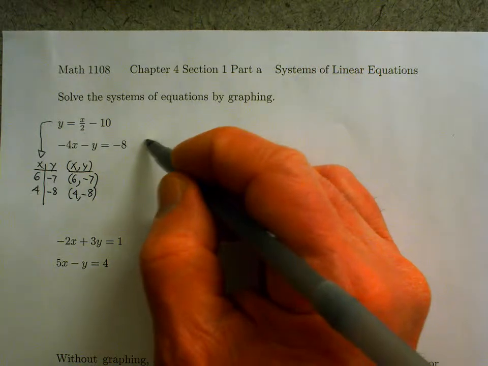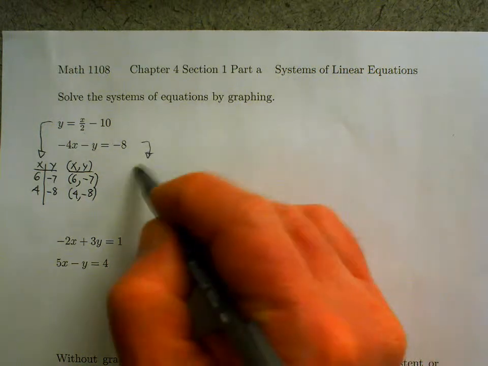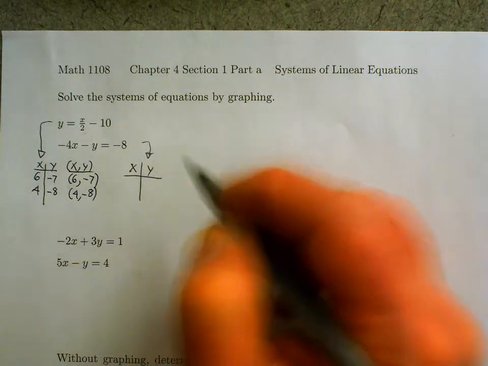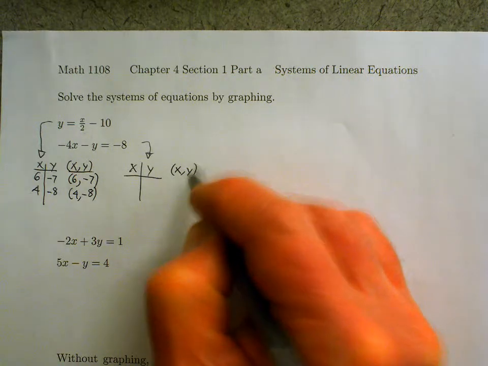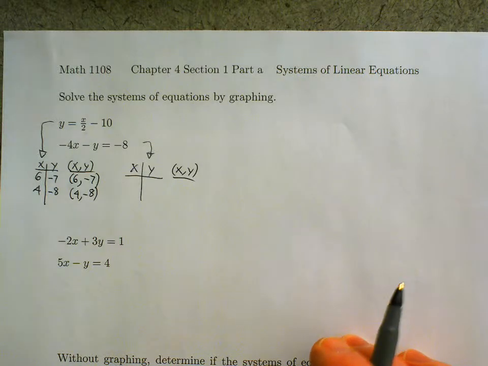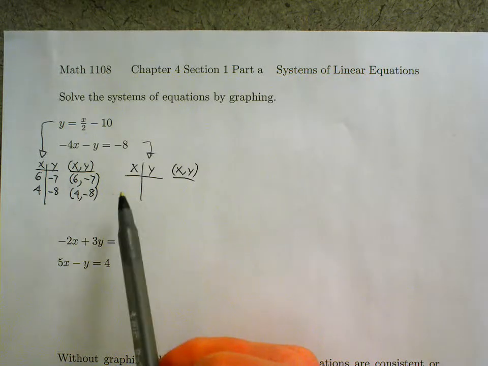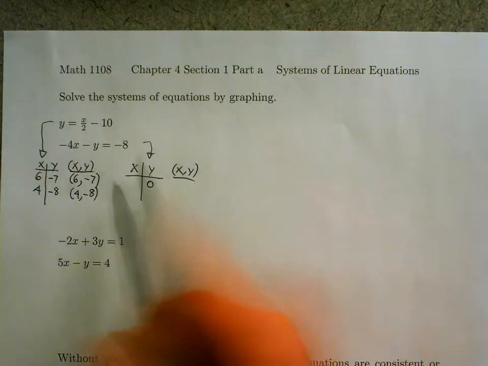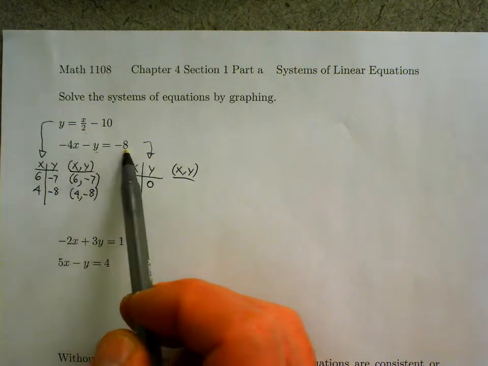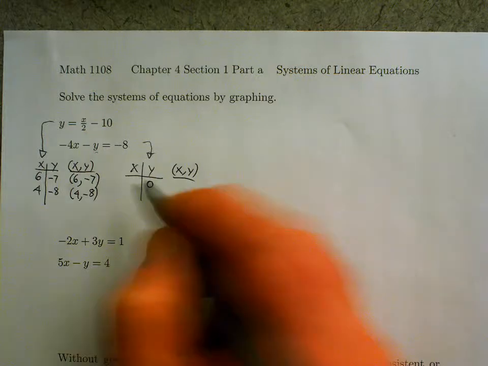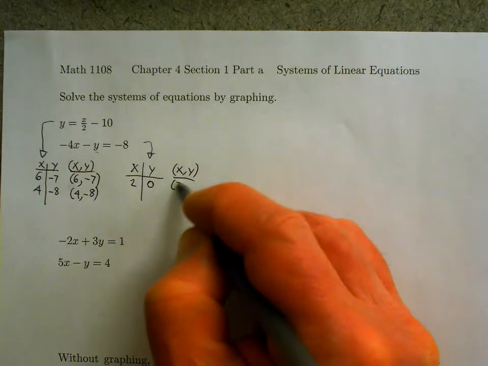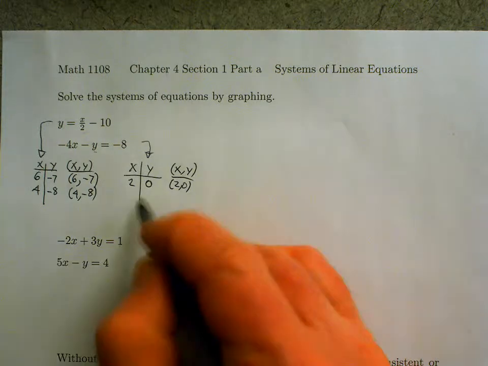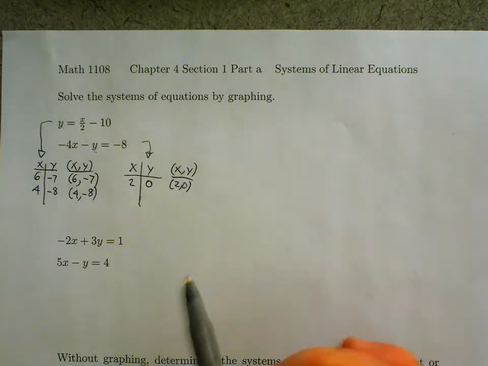And then the bottom line, find a couple of ordered pairs. If we pick y to be 0, then negative 4x equals negative 8. Divide both sides by negative 4, we get the ordered pair 2, 0. That's not too bad. And then one more ordered pair.